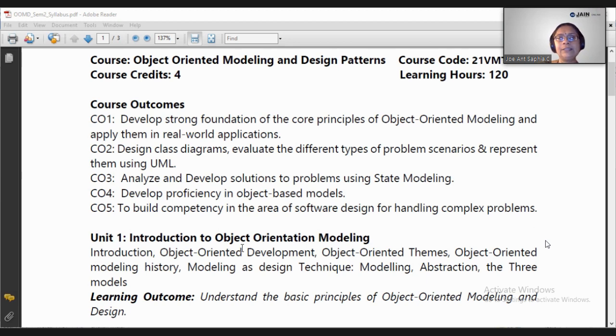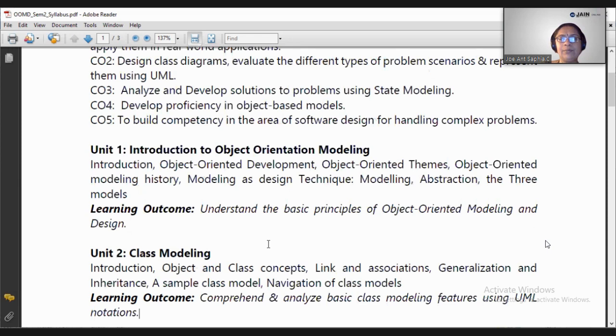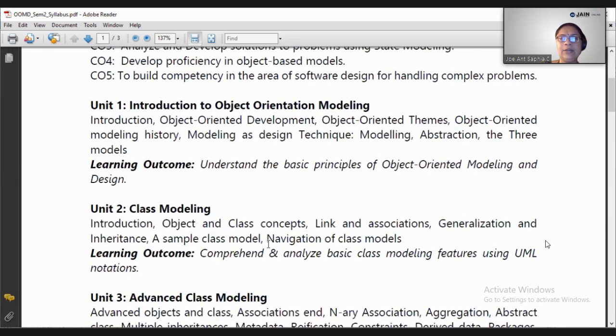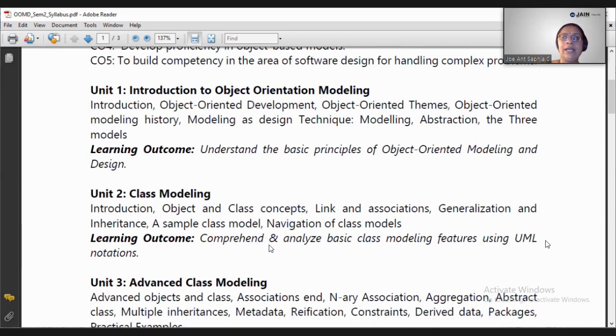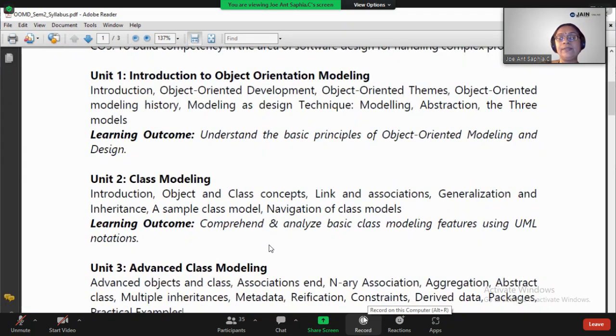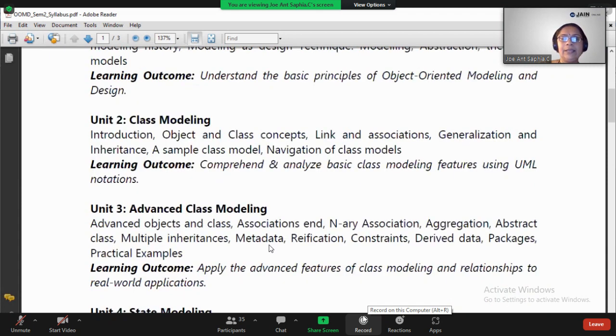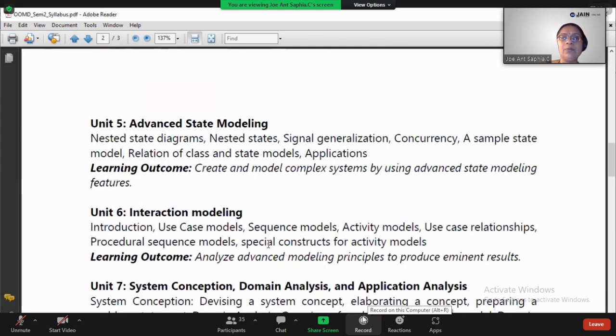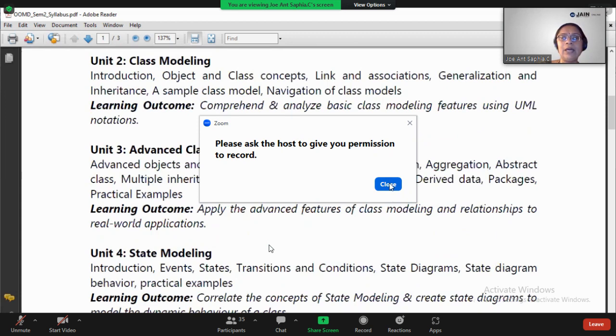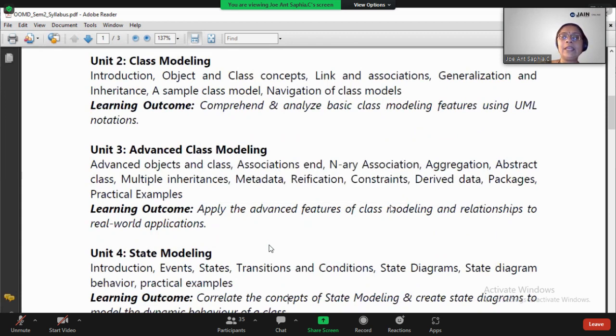There is static modeling as well as dynamic modeling. Class modeling is static modeling: how we model the class, what the relationships in a class are, and how the relationships of classes and objects are modeled. Then come the advanced concepts in class modeling. The state model is a dynamic one; the state model and interaction model are dynamic.